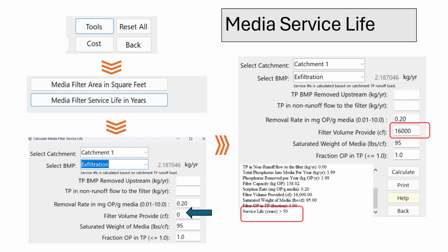To determine if this is feasible, we utilize a specialized tool found in the Tools menu, specifically designed for exfiltration calculations. We input the vault's dimensions, a bottom area of 8,000 square feet with a 2-foot depth of media. This gives us a total media volume of 16,000 cubic feet. When these parameters are entered into the exfiltration service life tool, it projects an impressive service life of 50 years, which comfortably exceeds the owner's requirement.